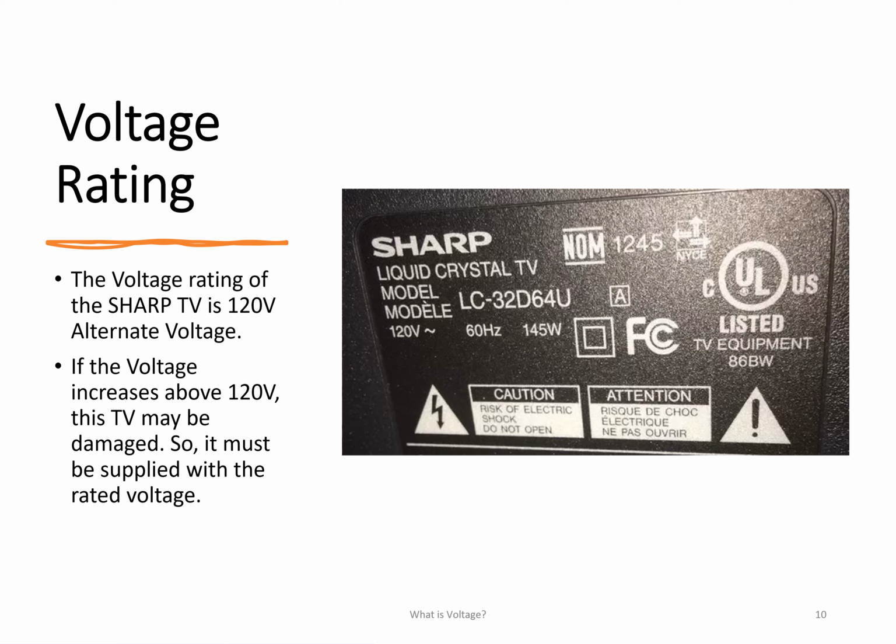This is a Sharp LCD TV and here is the voltage rating, and the voltage rating is 120 volt alternating voltage. This indicates it's an alternating voltage. So it has to be operated within this 120 volt. If the voltage is increased above 120 volt, it may damage the equipment. So it has to be operated within the rated voltage.